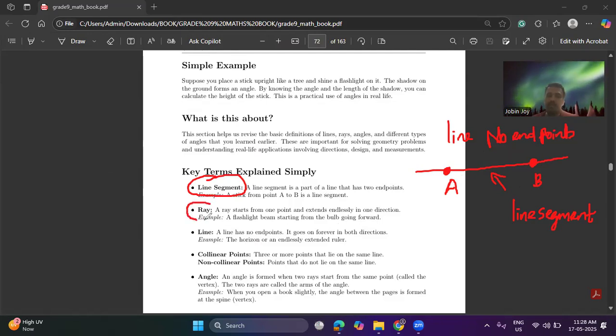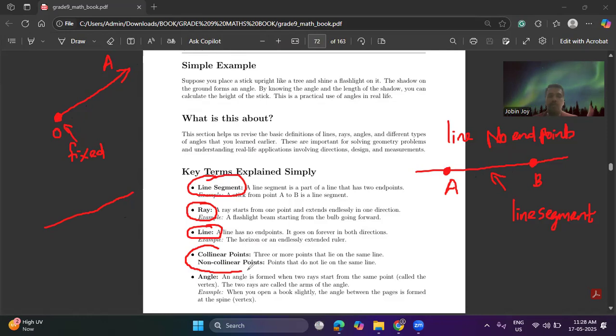And the second one is ray. The difference between a ray and a line is that a ray has a fixed point, for example, O, and the other point A will be extending like this. But this point is fixed. One point is fixed and another point extends endlessly in one direction. This is called a ray. A line, I already explained, has no endpoints. But a line segment means there are two endpoints, A and B.